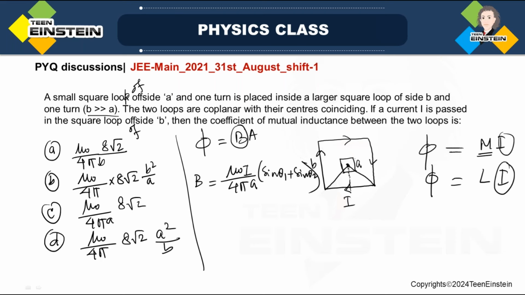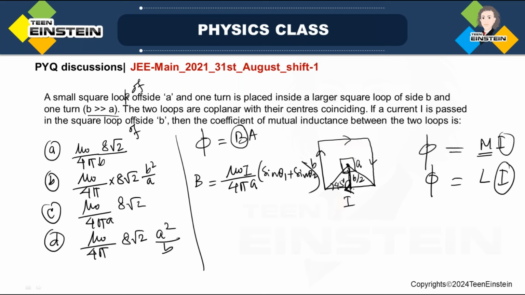Suppose we are taking this particular side. See, this is the perpendicular bisector of this angle. This will give you the distance from the wire to the point. So this distance is actually b by 2, since this is the middle point of the bigger square. And this is also a perpendicular bisector. This is 45 degree, and this also will be 45 degree, since this is 90 degree.